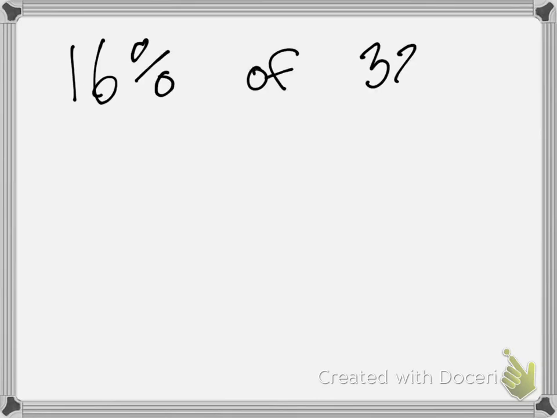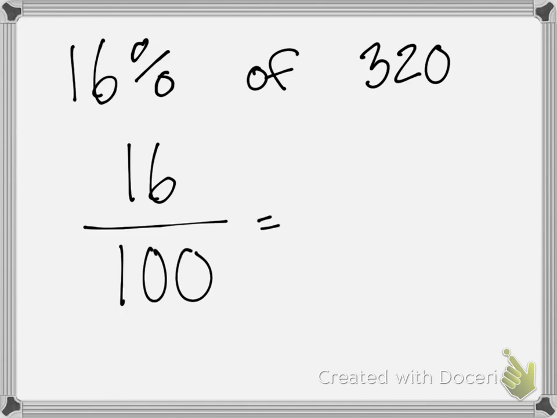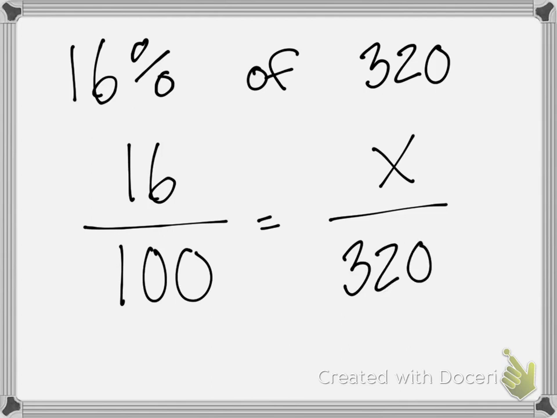But what about when we have a harder one? So let's say we wanted to find 16% of 320. 16% of 320. So this is the longer, harder way. We know our percent is 16 over 100. We need to make this equivalent with something over 320. Can I multiply from 100 to 320 easily? No, I can't do that.